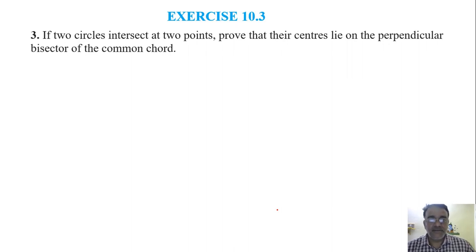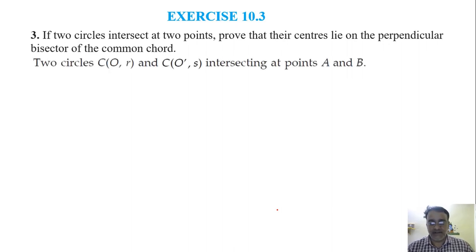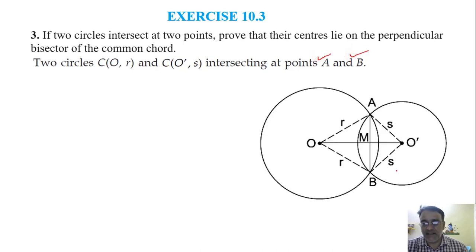So suppose two circles are intersecting at two points A and B, and this is the diagram. What we have to show is that their centers lie on the perpendicular bisector of the common chord. So this is the common chord AB. Or iska perpendicular bisector, OO dash is the perpendicular bisector of AB, we have to show.